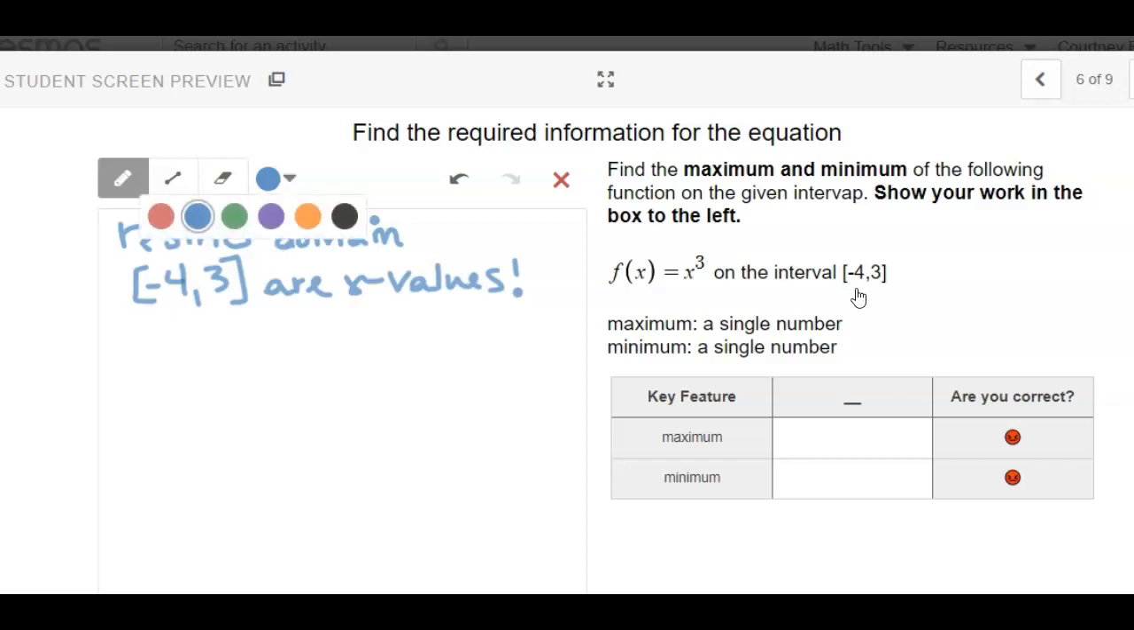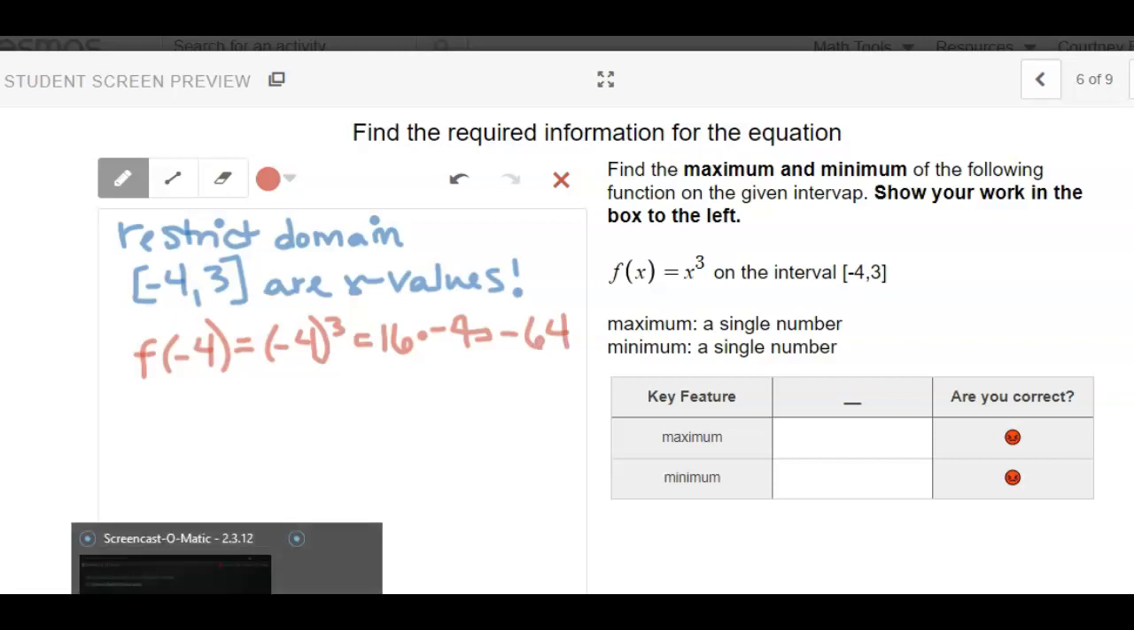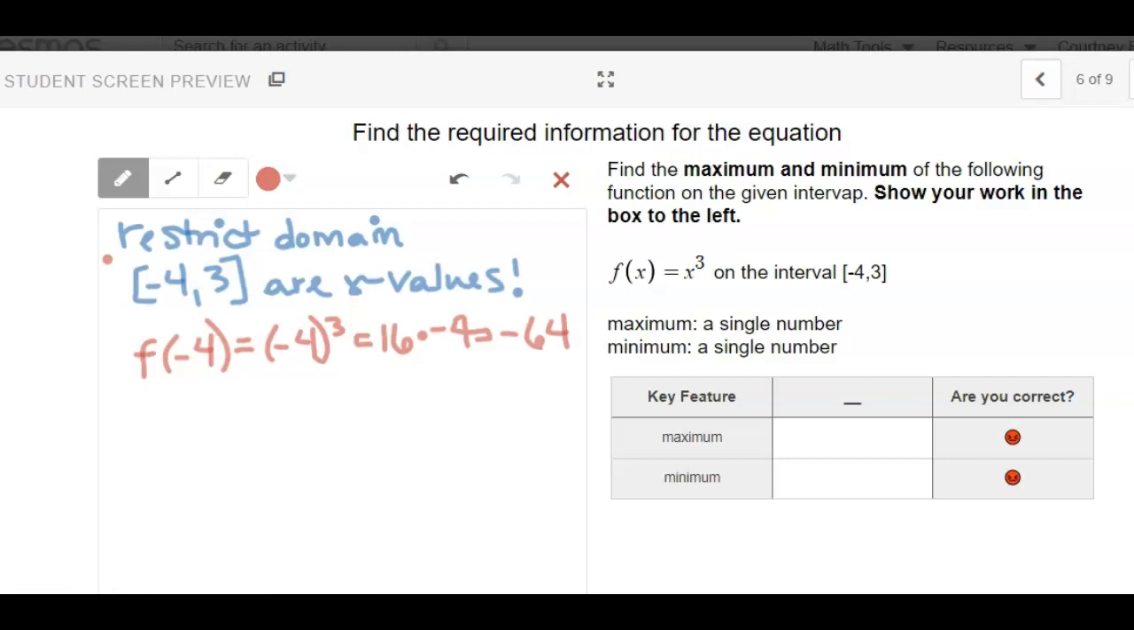So first, it doesn't matter. First, let's do negative 4. So I'm trying to find f of negative 4. Well, if I have negative 4, and I cube it, that's negative 4 times negative 4, which is 16, times another negative 4, which is negative 64. So there's one kind of extreme value. It's either a maximum or a minimum. We're not sure which one yet. So let's go ahead and find the other one.